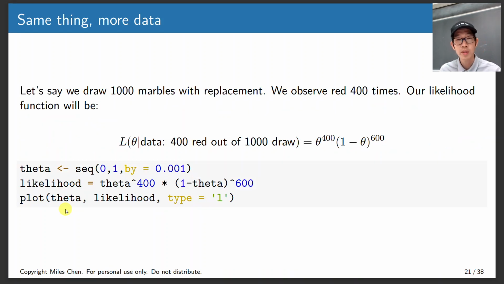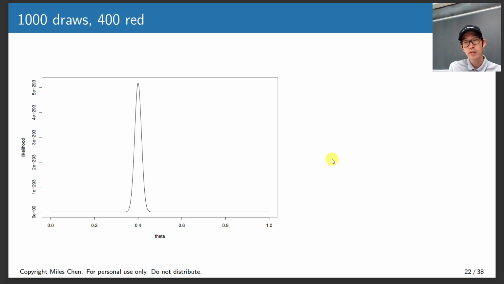Okay, so now we do the same kind of thing, but I draw from the bag 1,000 times, and we get 400 red marbles. Now my likelihood is theta to the 400, 1 minus theta to the 600, because this is the likelihood of our data after multiplying the product of all of these things. And if I plot it, this is what the likelihood function looks like.